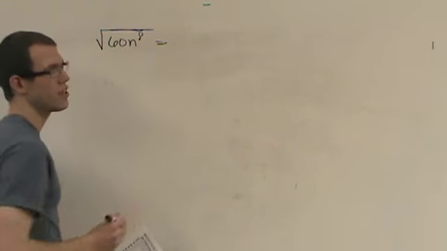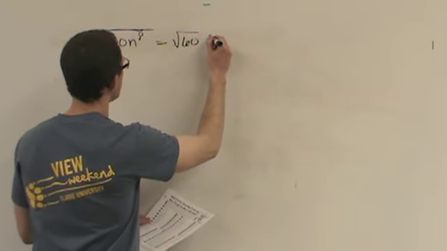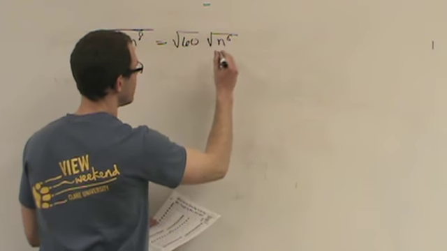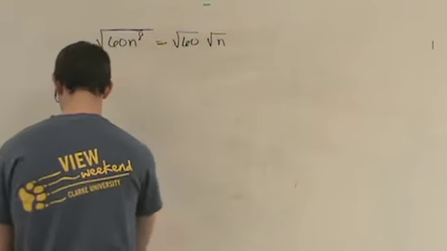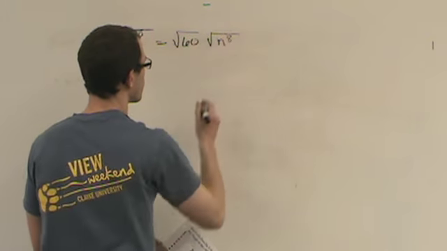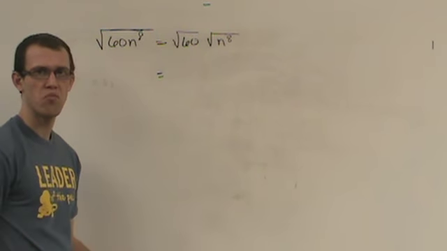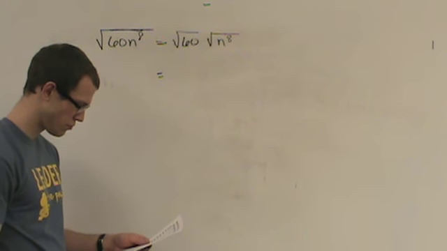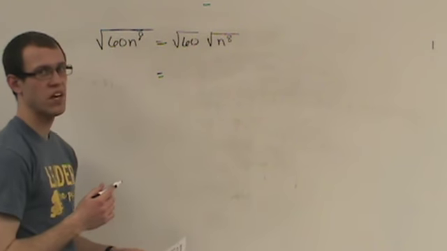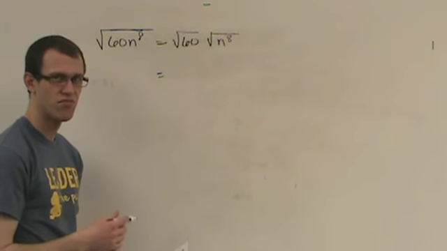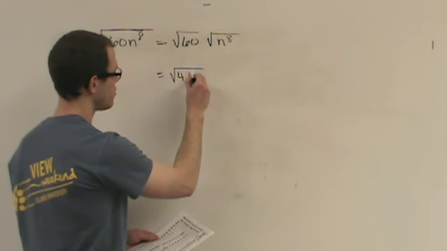All right, so break it up so that we see 2 radicals. So the square root of 60 times the square root of n to the 8th. Let me write that 8 a little bit better for us. Okay, so let's work with this number first, the square root of 60. Break it up into 2 things that you know. Well, I know that 60 is 4 times 15. So I'm going to write that, 4 times 15.